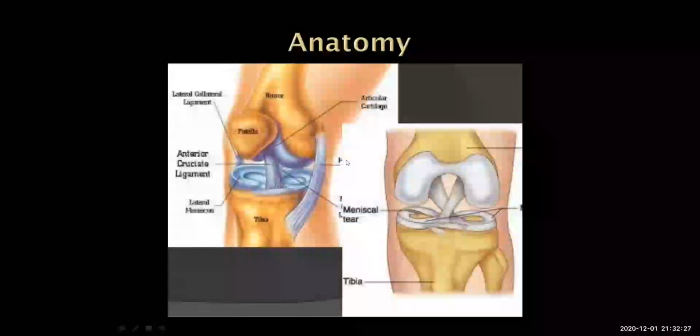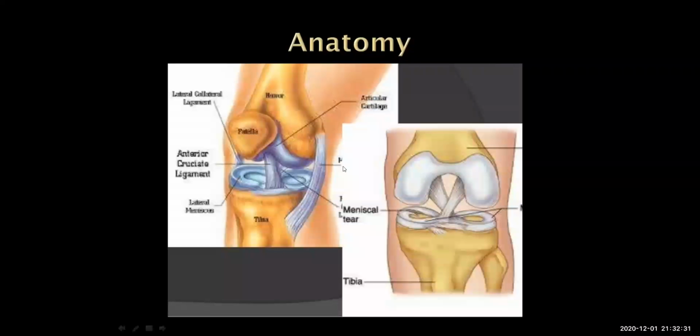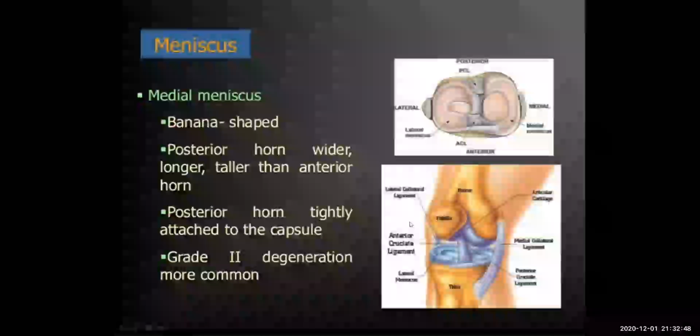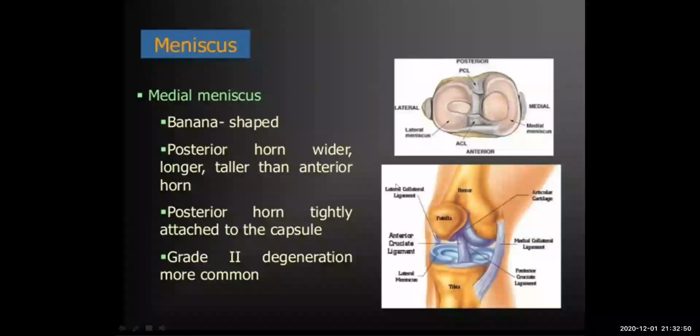Going back to the anatomy, just to refresh our minds and to start warming up. This is a knee slide. It shows you the extra-articular ligaments, the intra-articular ligaments, the cruciates, and the meniscus. So let us start with the meniscus, how it looks. Let us start with the medial meniscus.